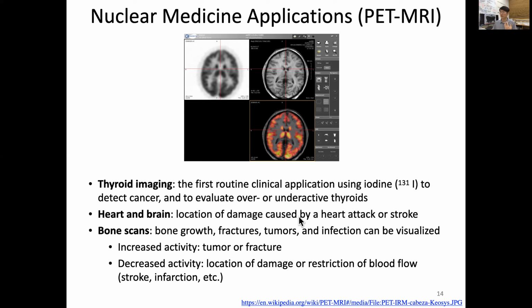So location of damage caused by, in the heart case, heart attack, or stroke for the brain, it can be imaged by using PET and maybe MR together. And bone scan is also another good example. Bone growth, fracture, and tumor in the bone and infection can be visualized because that metabolic activity is increased, which means inside the bone there could be a tumor growth or there's a fracture. While on the other hand, if that particular area of the bone has shown decreased activity, that may be meaning that location of damage or restriction of blood flow. Okay.